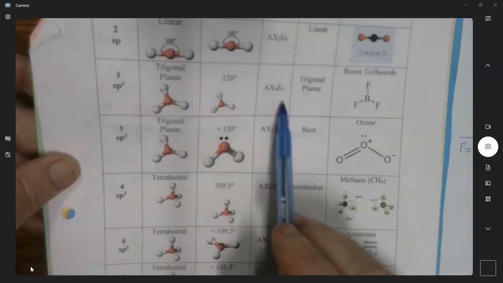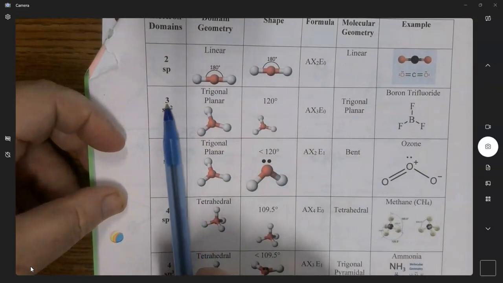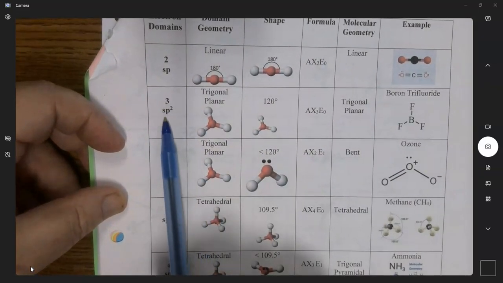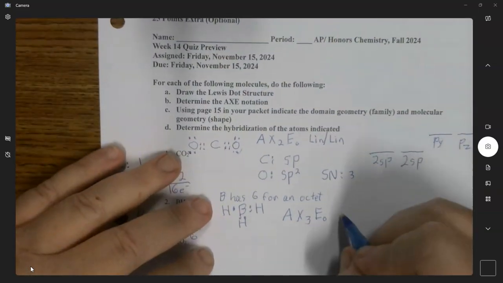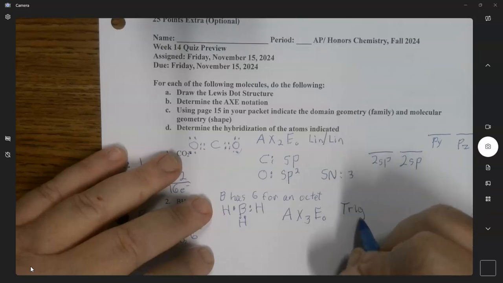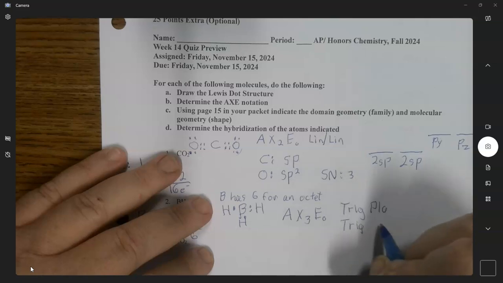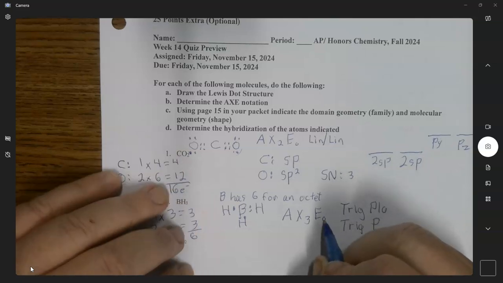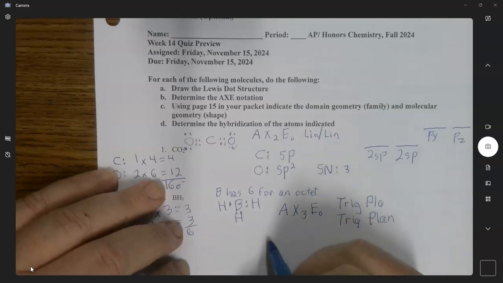Come over here. AX3E0 is right there. It's trigonal planar. And let's just go ahead and do this. It has a steric number or electron domains of 3, so it's sp2. You can just do all that at the same time, okay? Same family, same shape. Anytime the E is 0, it's going to be the same name. And this is sp2.